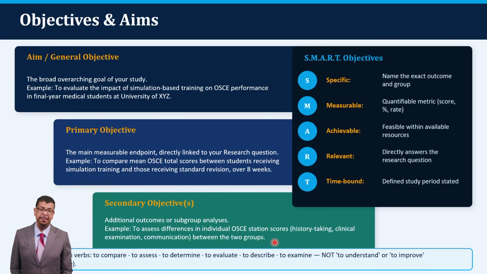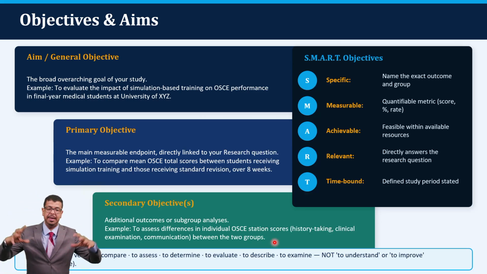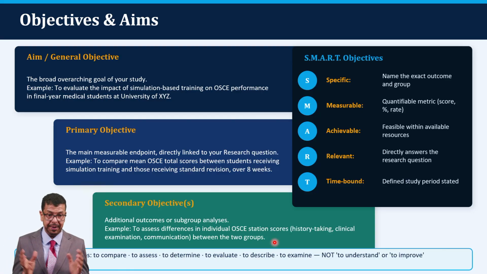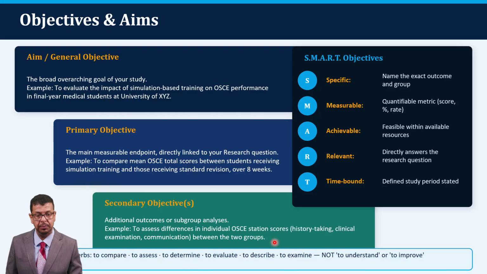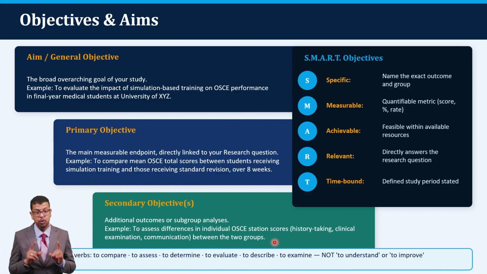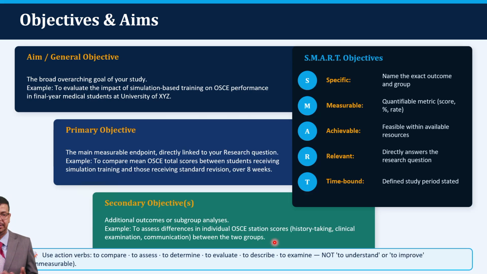Now we'll go to the aim and objectives. The aim is the general objective. It is the broad goal of your study, maybe to evaluate the impact of simulation training on OSCE performance. Then the objective: we have the primary objective, which is a measurable endpoint from the aim, directly linked to the research question. We should use strong action verbs: to compare, to assess, to evaluate, to determine, to describe. We should avoid using to understand or to improve, because they are not measurable.